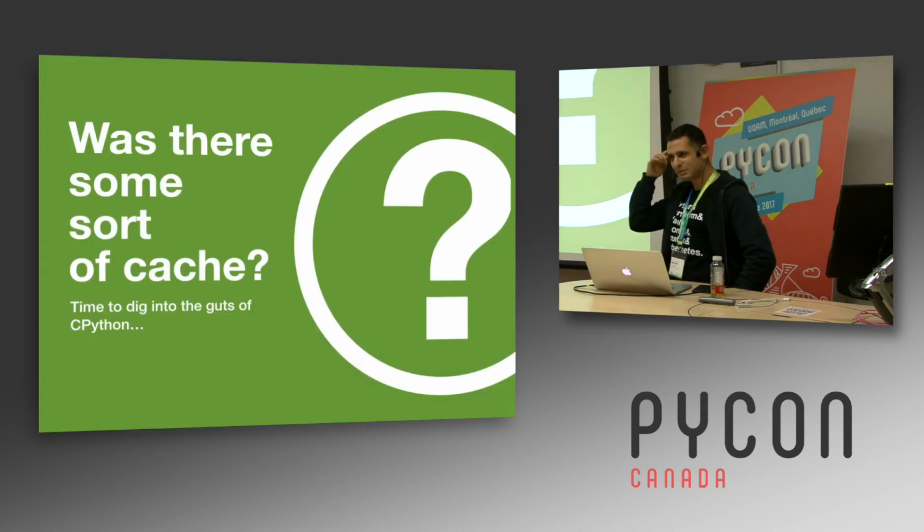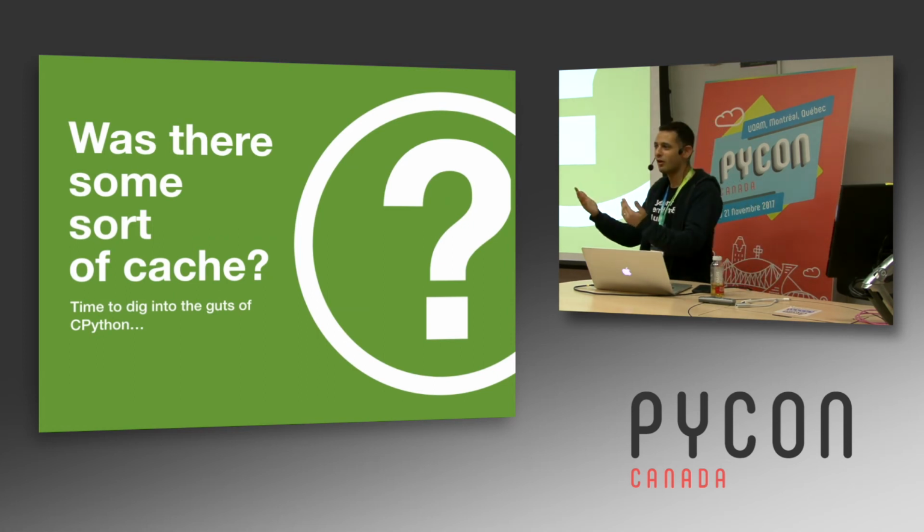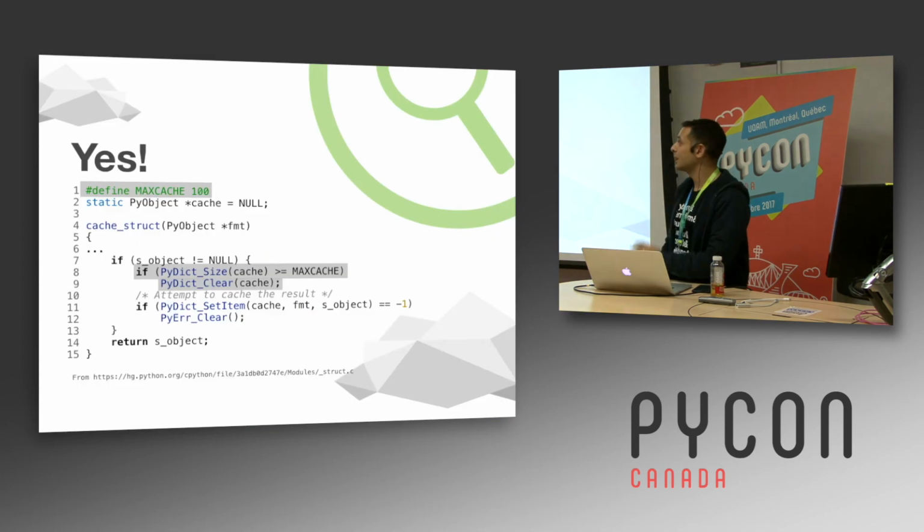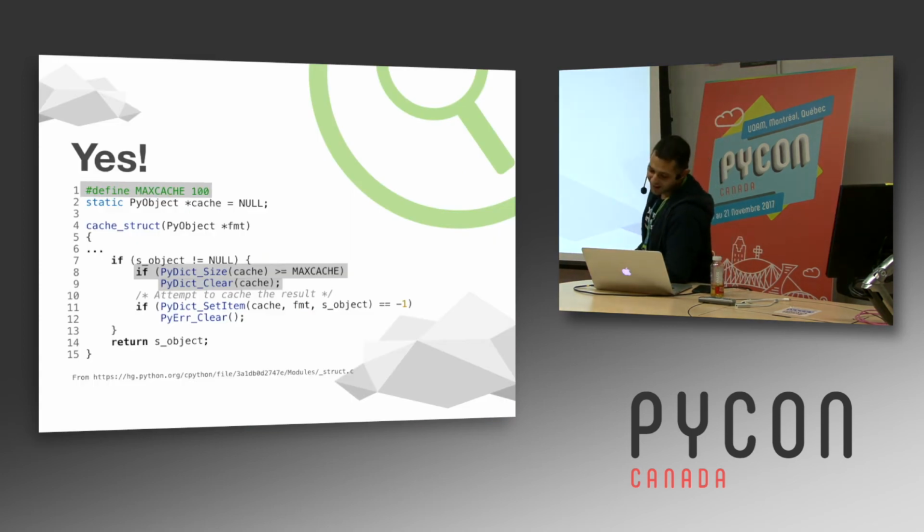So our thought is, okay, maybe there's some sort of caching going on over here, right? It seems like that. How does it know from call to call what it's doing? There's got to be some sort of cache. So we got to dig into CPython over here to figure this out. And really, this involved just looking up the C code for struct and searching for the word cache. And we were so damn lucky because there it is. Define max cache 100. It's right there, and there's this function called cache struct, and it says if the size of the cache is greater than the max, then you clear the cache.